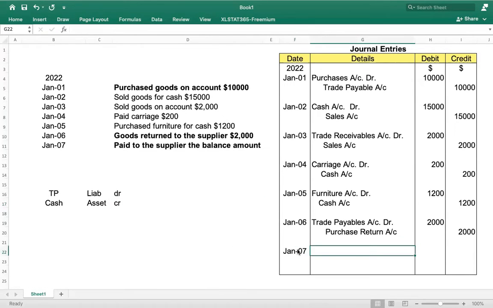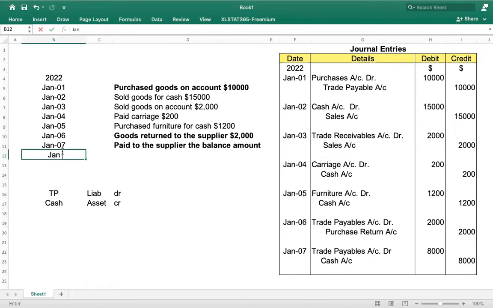So Jan 7th. The debit item is trade payables. Trade payables account debit. Next line, leave some space, cash account. Amount is 8,000. Done. And let me write one more transaction, Jan 8.